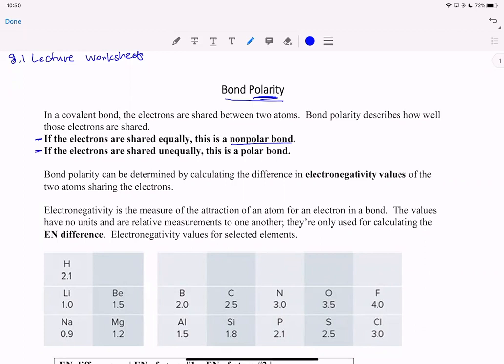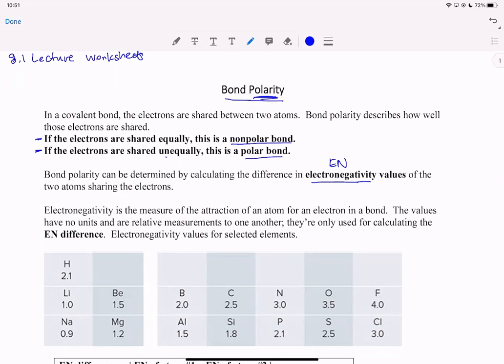If you have an unequal sharing, this is called a polar bond. When that object is with one person more than the other, the bond equivalent is that the electrons are what are shared, and they spend more time on the more electronegative atom. Bond polarity is determined by a very simple calculation called the electronegativity difference. Electronegativity, or EN for short, is basically the attraction an atom has for electrons in bonds.